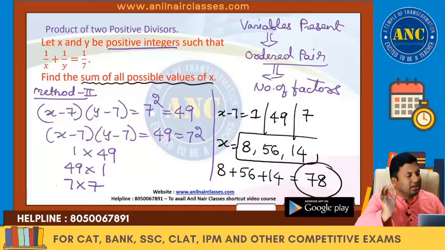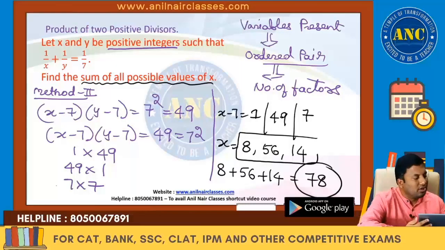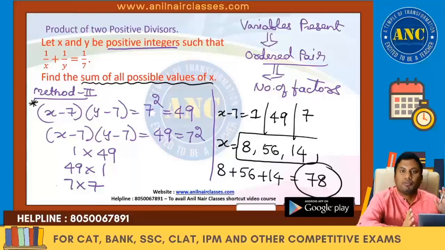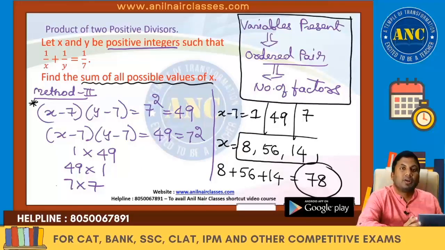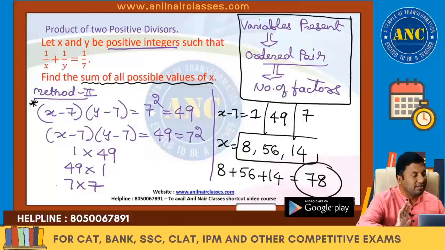I hope this introductory question is very, very clear to you. How we directly got this equation, proof is given. Directly, if variables are present in the question, then it is an ordered pair. In an ordered pair, it is equivalent to the number of factors. So do not miss session 1. In session 1, I discussed ordered pair and unordered pair in detail for 1 hour. First question clear, right? Answer is 78.